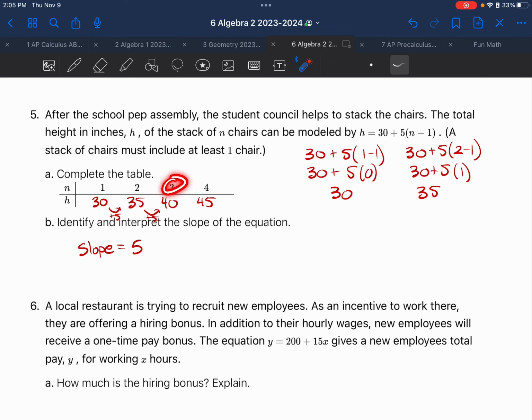So if I have 3 chairs, my height is 40 inches. When I have 4 chairs, my height is 45 inches. The slope of 5 means each additional increase in chairs gives us an increase of 5 inches.